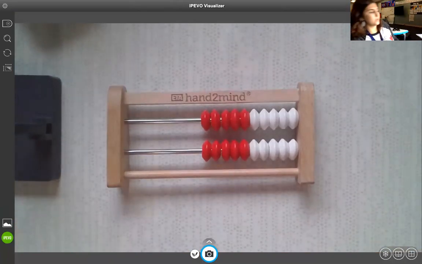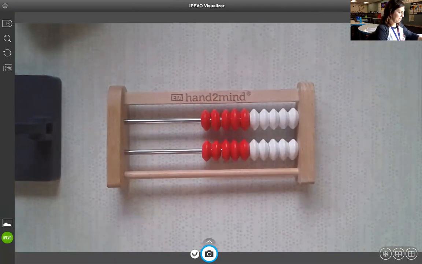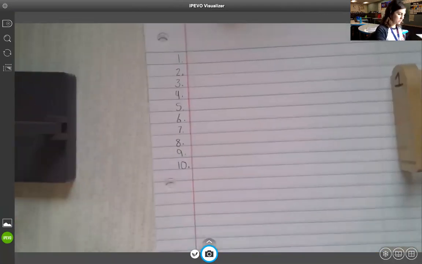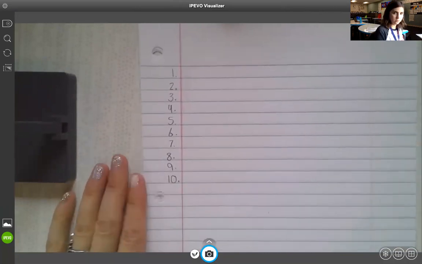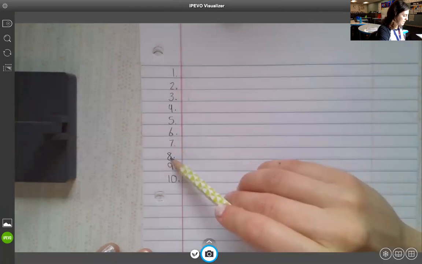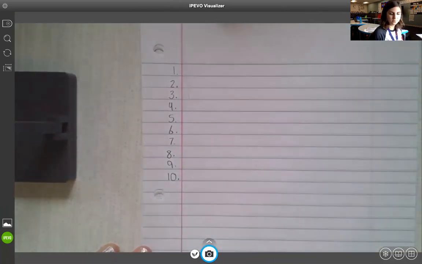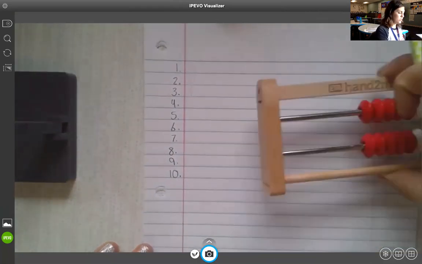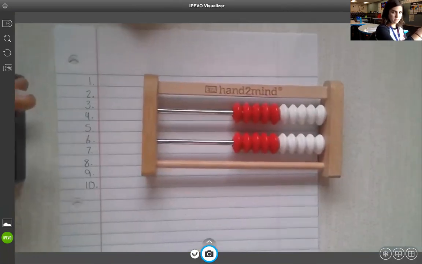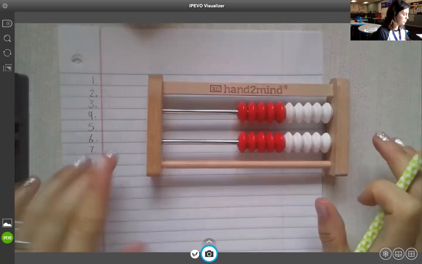We're going to, on our piece of paper, label it 1 through 10. So if you need to, pause the video and number 1, 2, 3, 4, 5, 6, 7, 8, 9, 10. Pause the video if you need to. All right, so with our number rack, I'm going to push over some beads, and we're going to write them.